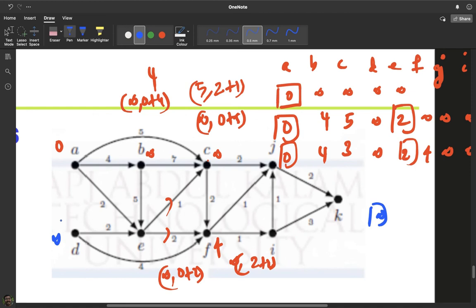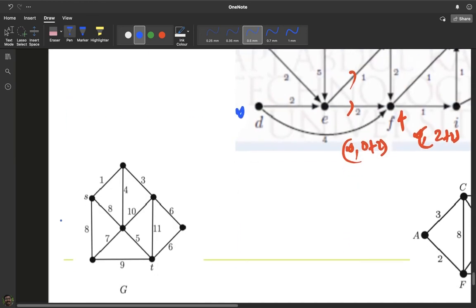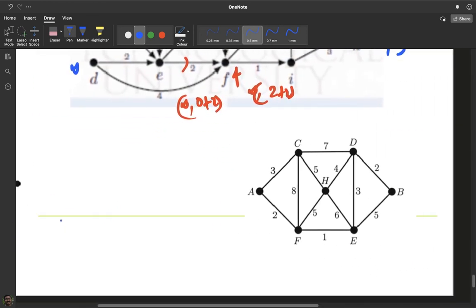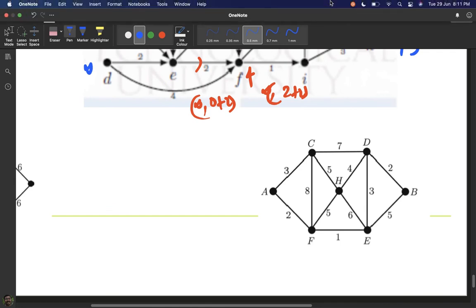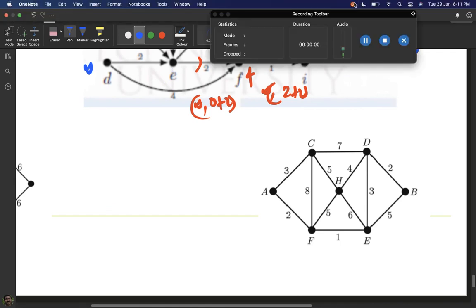That's the idea. You can try this problem and try to find the weights of all the vertices. It's a very simple thing. And two more problems I have given to you; you can try doing those also. So that's Dijkstra's algorithm. I hope it is clear. That's all, thank you.